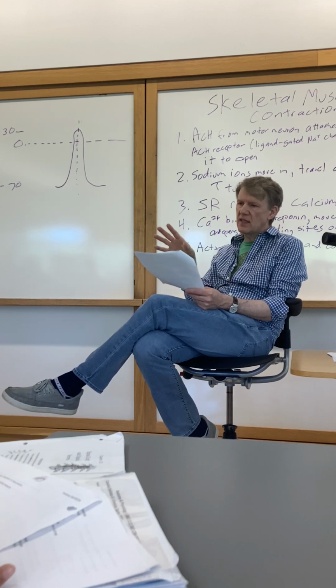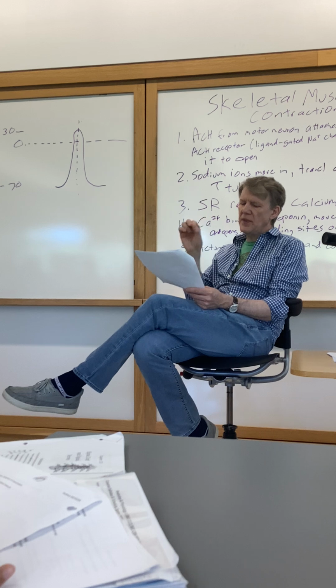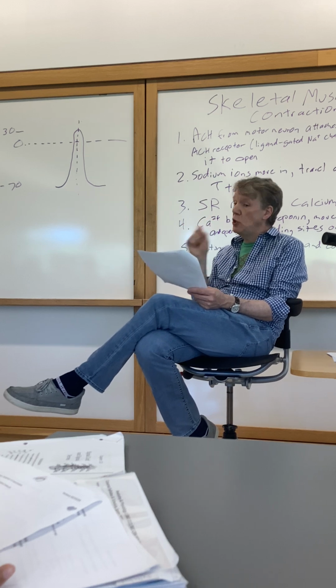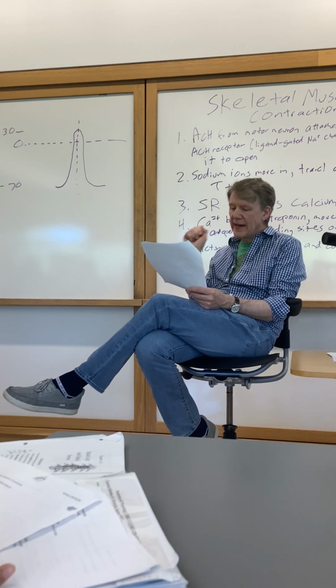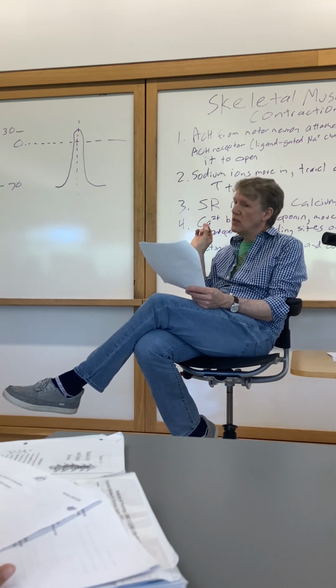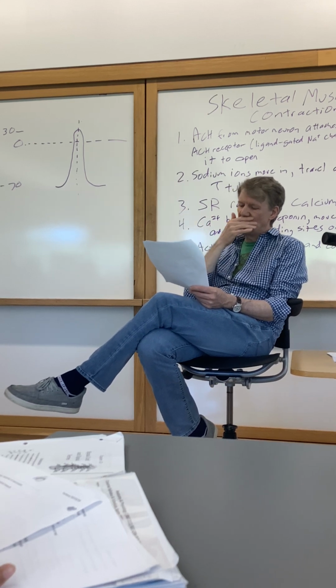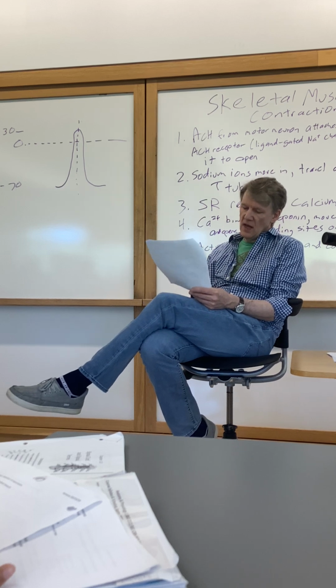If you're in the sympathetic, it's a little trickier. Sympathetic postganglionic neurons usually release what neurotransmitter? Norepinephrine, unless they're going to sweat glands, and then they release acetylcholine. Okay.